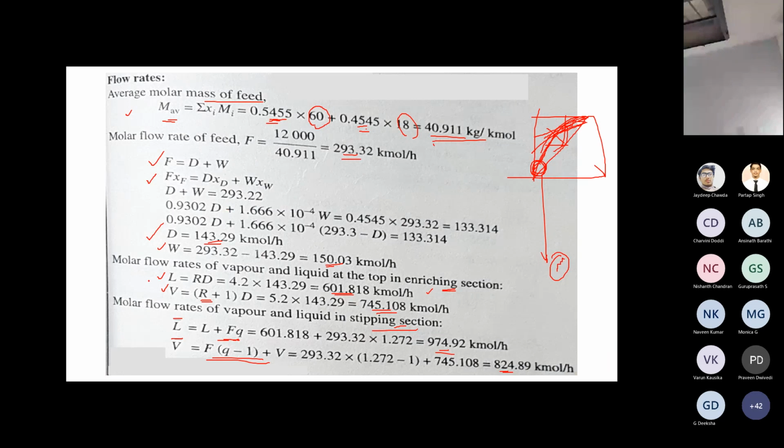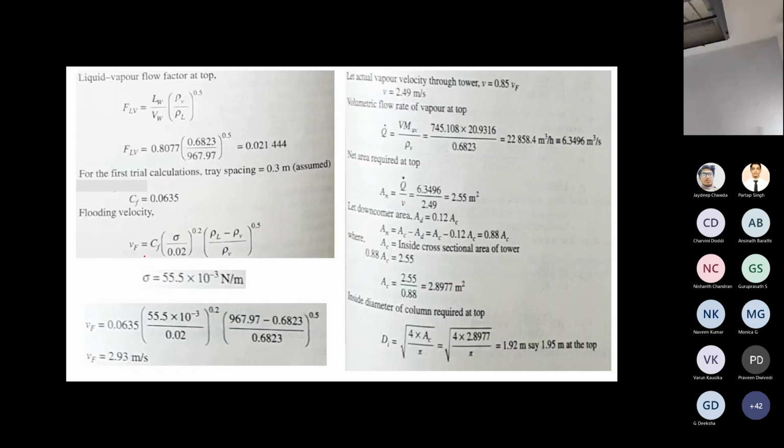Now we move to the tower diameter calculation. To calculate the tower diameter we need all these things, because we have to calculate the flow parameter and the capacity parameter. The flow parameter is nothing but FLV, that is equal to L by G root of rho G by rho L. That's the equation for the flow factor, that is LW by VW root of rho V by rho L. So you need LW and VW.